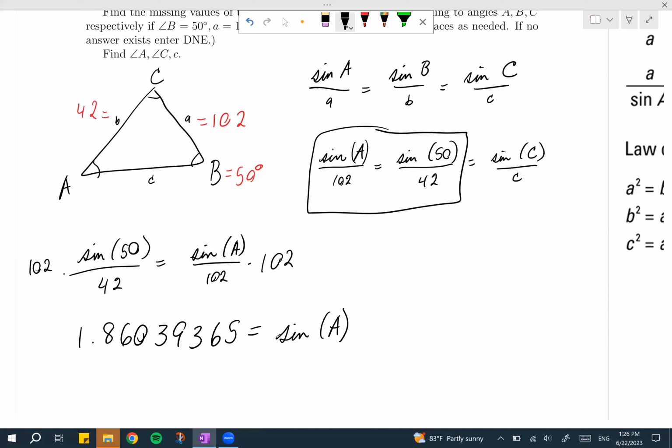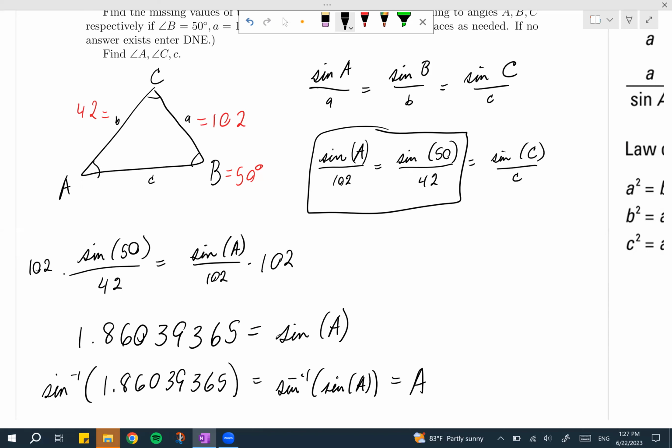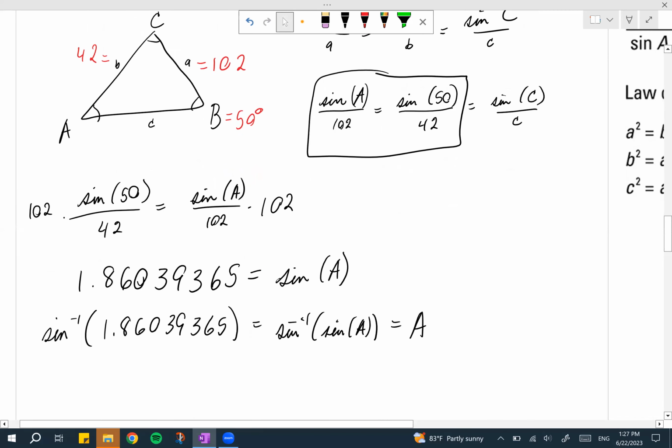Now I'm going to take the sine inverse of both sides. So I'm going to do sine inverse of 1.86039365 is equal to sine inverse of sine of A. And whenever we do the inverse function of something, we're going to get back the something that we put into our original function. So this is just big A. And whenever I plug this into my calculator, whenever I do sine inverse of my answer, I'm going to get an error.